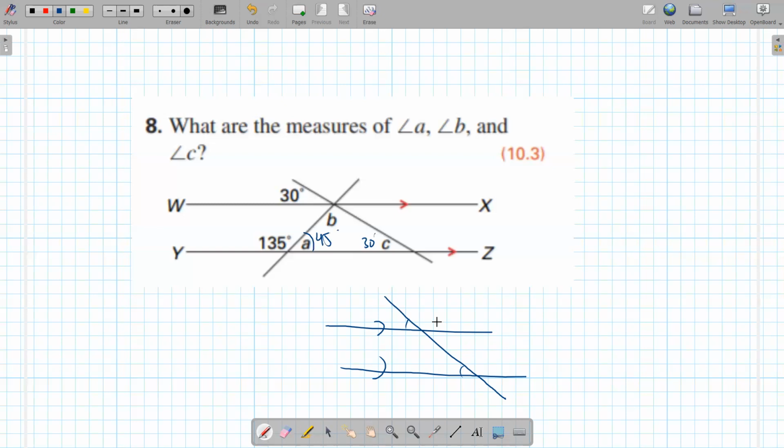Now notice ABC is a triangle. So if we know two angles in a triangle, we can find the third because it always adds up to 180, just like a straight line. So what's B going to be? 105. That's right. Now if I asked you, let's say this is D, how would we find D?